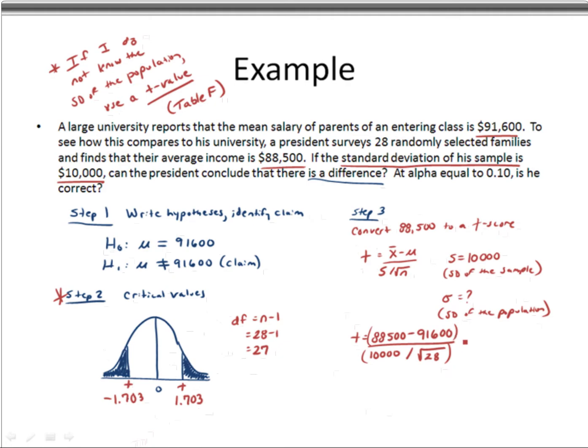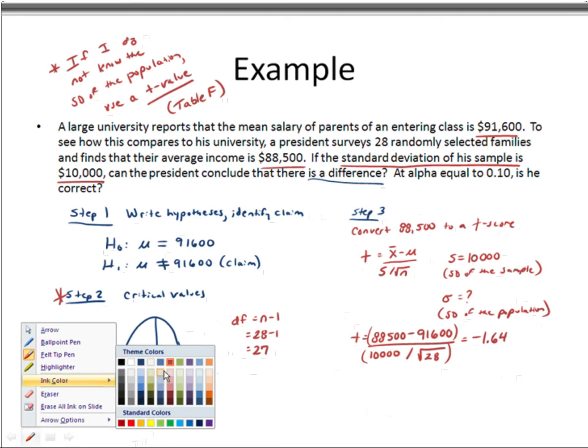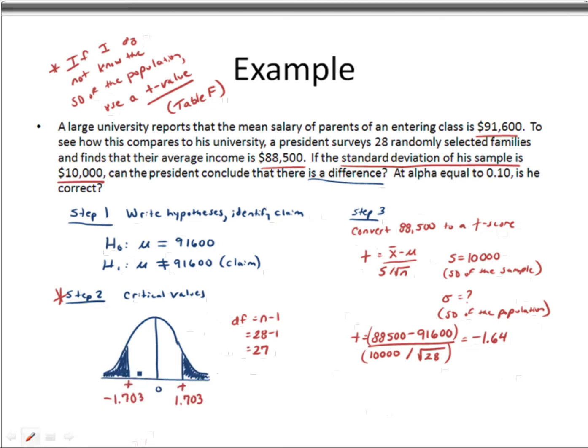And so you'll come up with negative 1.64. And again, if you find that you're having difficulties with the calculator here, then please email me and let me know, and let me talk you through how to enter these into the calculator more efficiently. Okay, so remember now that 88.5 is the same as negative 1.64.